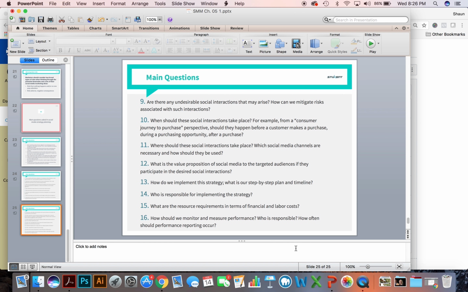Who's responsible for implementing the strategy? And what are the resource requirements in terms of financial, labor, and other costs? Finally, how are we going to monitor and measure performance? Who's responsible? How often should this occur? These are all main questions that you need to ask yourself for planning a social media strategy.